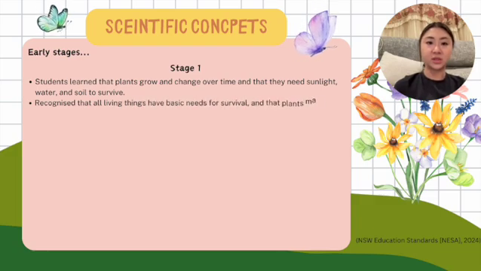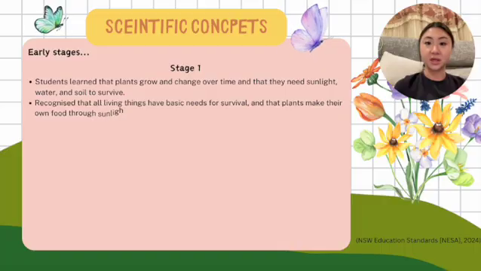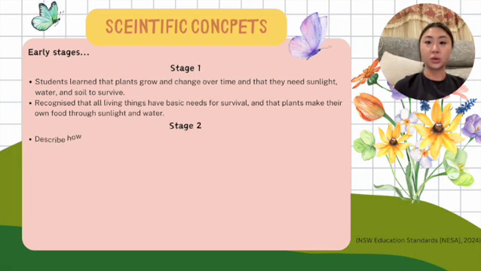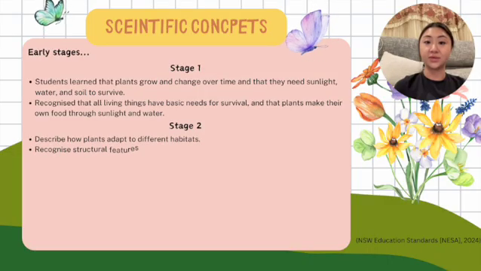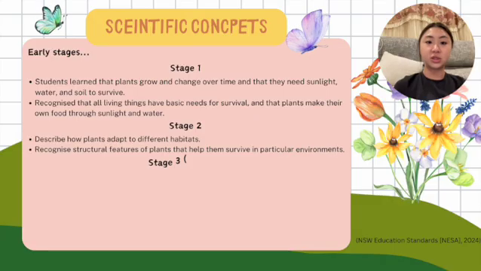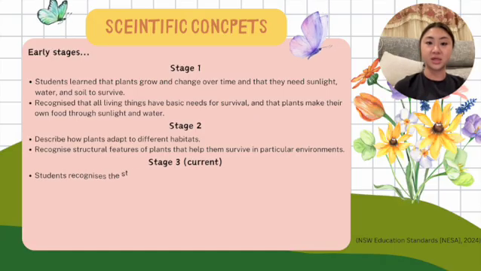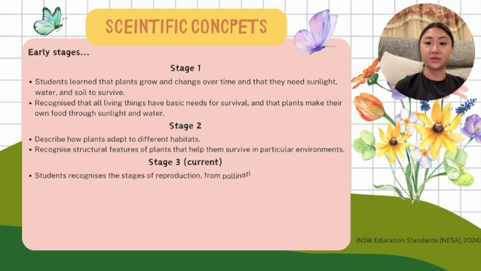In Stage 1, students learn that plants grow and change over time and that they need sunlight, water, and soil to stay alive. They also recognize that all living things have basic needs for survival, and that plants make their own food through sunlight and water. By Stage 2, students started to explore more complex ideas about how plants survive in different conditions.